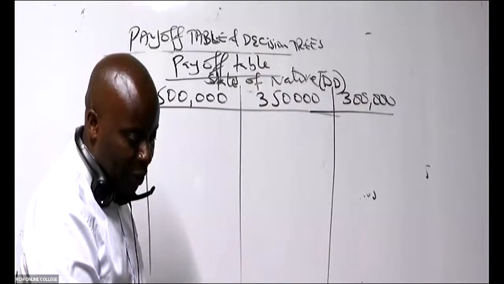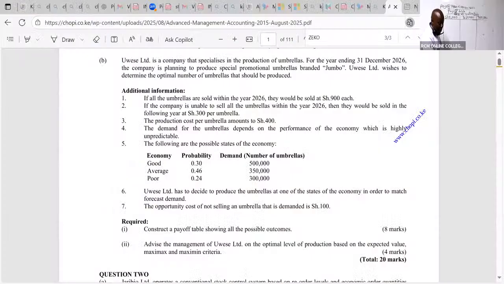Let me repeat, ladies and gentlemen, you can see here, they have told us from note number 5, you can see the demanded units, they are probabilistic. So those ones which are probabilistic, they are states of nature, we take them up there. So we have 500, 350, then we have 300,000 like that.